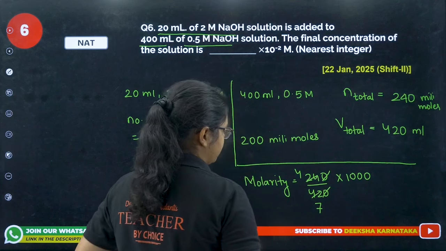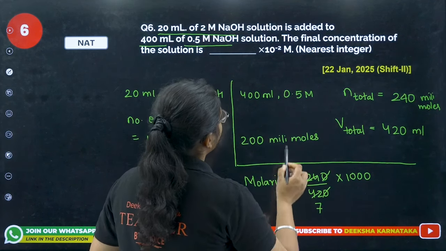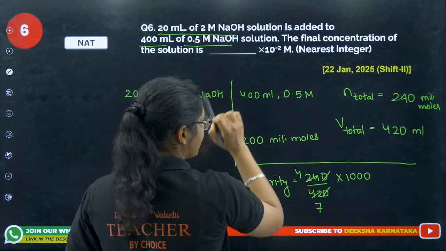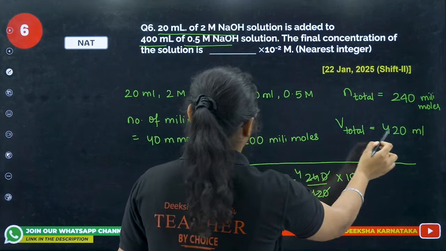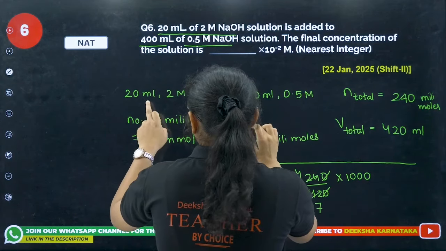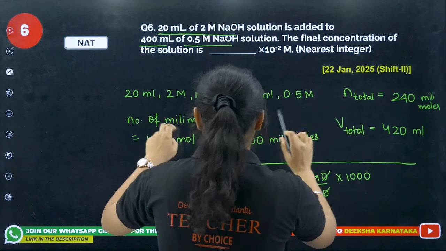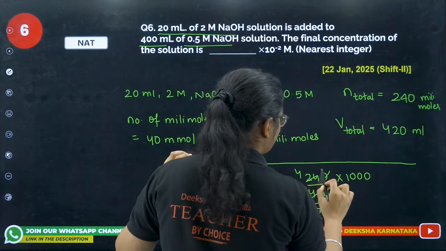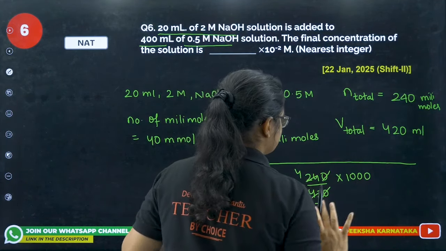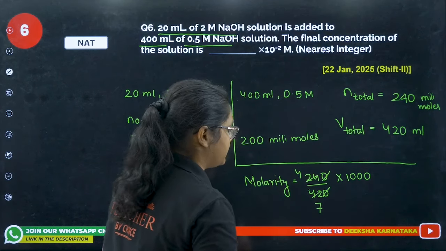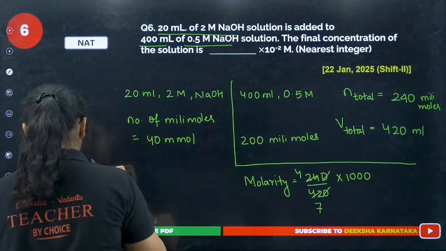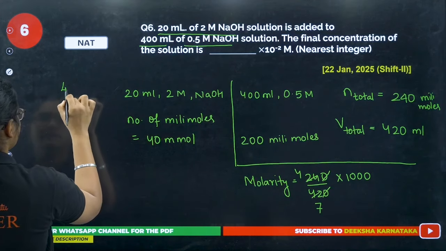Just let me check once again. I have to calculate what? Molarity, right? Okay, here volume total is 420, 400 plus 20. Total number of moles is 240. 240 by 420 into 1000. Yes, that is correct. So I have cancelled 6 4s are 6 7s are. So I have 4000 divided by 7, right? So let's divide this one. 4000 divided by 7.